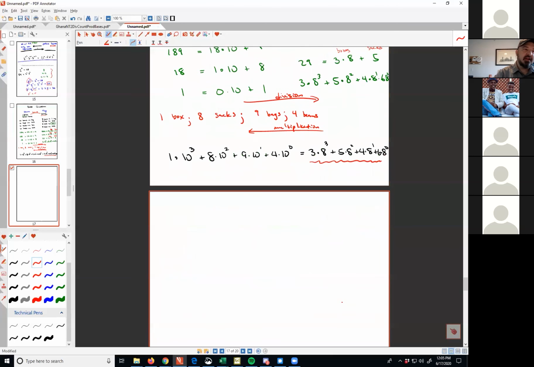So let's take another example. Let's say that we receive a shipment of beans from Togo, and there are 4 boxes, 3 sacks, 7 bags, and 3 leftover beans. How many beans did we just receive from Togo? Well, in equivalent to their system, it'd be 4 times 8 cubed plus 3 times 8 squared plus 7 times 8 plus 3.